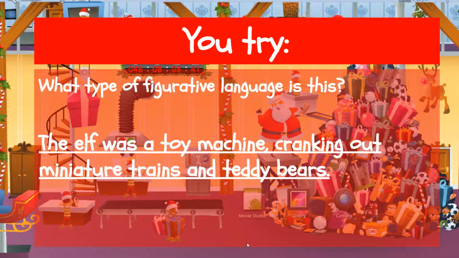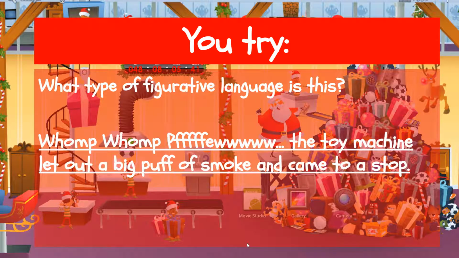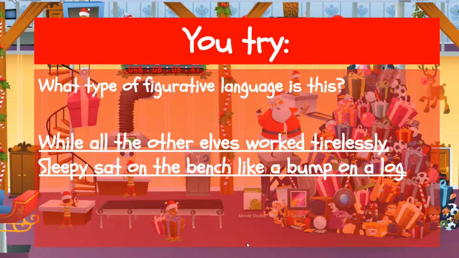What type of figurative language is this? The elf was a toy machine, cranking out miniature trains and teddy bears. What type of figurative language is this? Womp, womp, phew. The toy machine let out a big puff of smoke and came to a stop. What type of figurative language is this? While all the other elves worked tirelessly, Sleepy sat on the bench like a bump on a log.